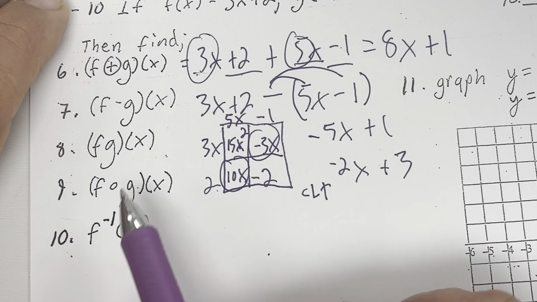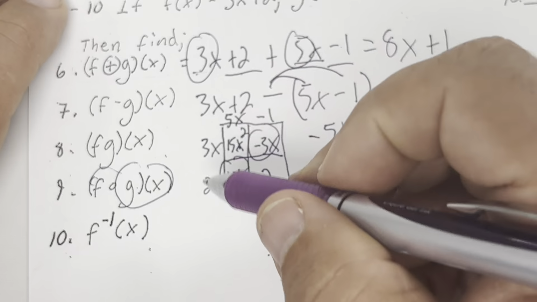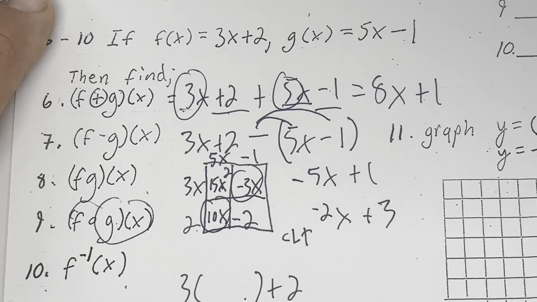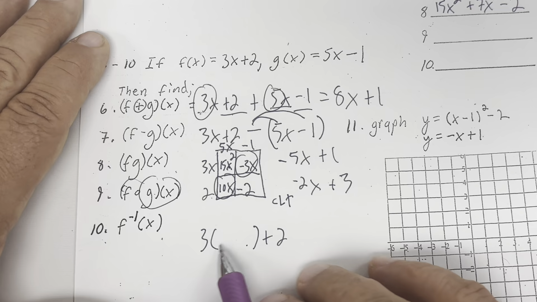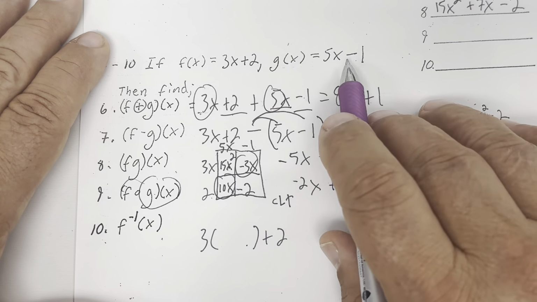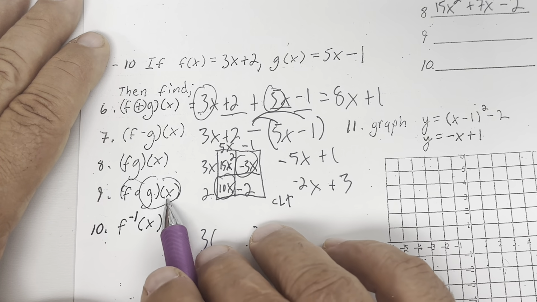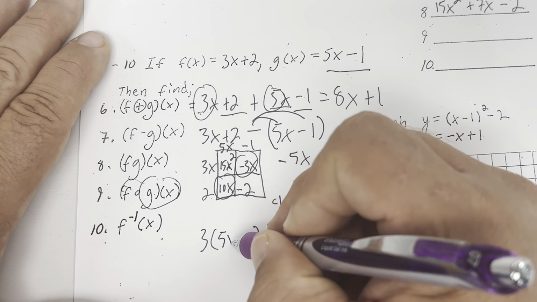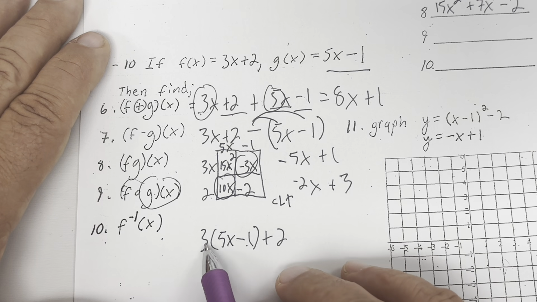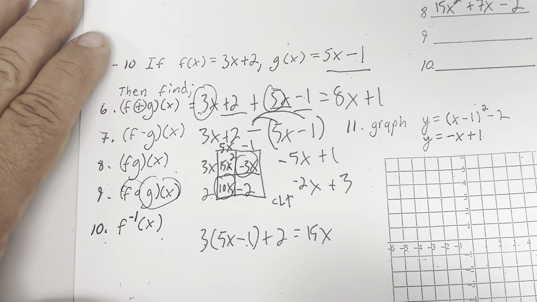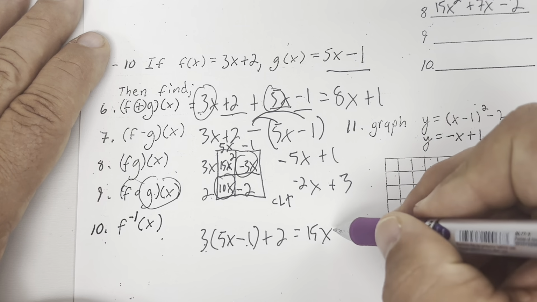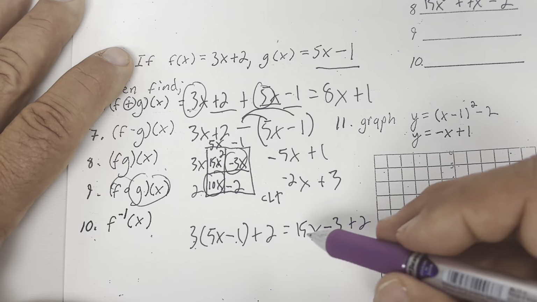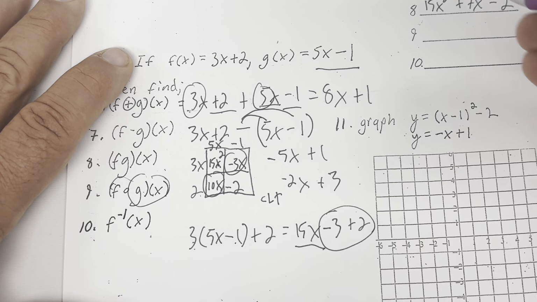For f of g, that means we take g and we plug it into f. So f is 3x plus 2. I want you to notice that I left the x as a parentheses. And because g is closer to x, I'm going to plug g of x into the f. So g is 5x minus 1. I plug that in over here. And now I simplify. 3 times 5x is 15x. 3 times negative 1 is negative 3 plus 2. So now when I combine like terms, it's going to give me 15x minus 1.